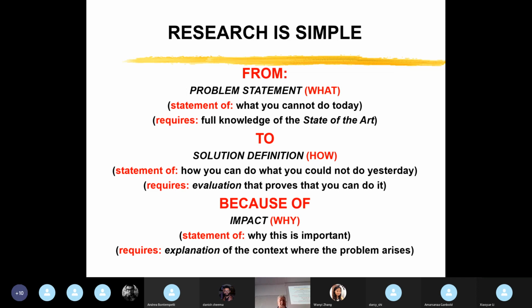It requires full knowledge of the state of the art. What does full knowledge mean? There are like 10 million papers per year. How do you know it's relevant knowledge? You have to learn how to do the state of the art.